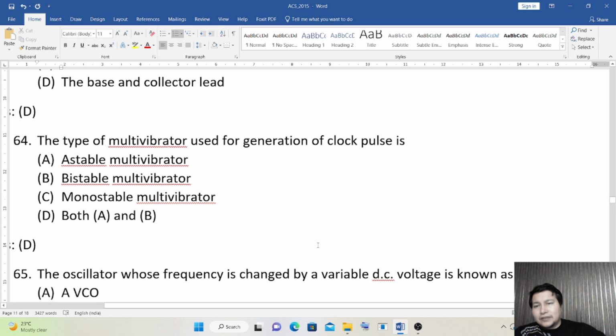64 number question. The type of multivibrator used for generation of clock pulse is astable multivibrator, bistable multivibrator, monostable multivibrator, both A and B. So correct option to hobo D.